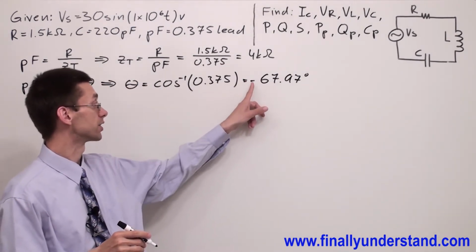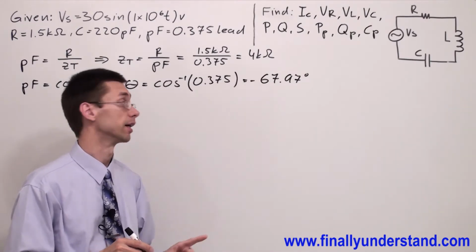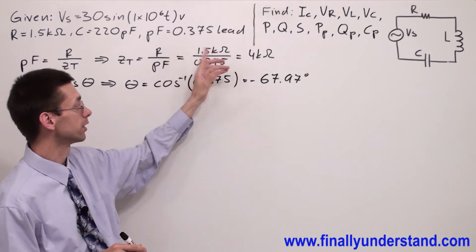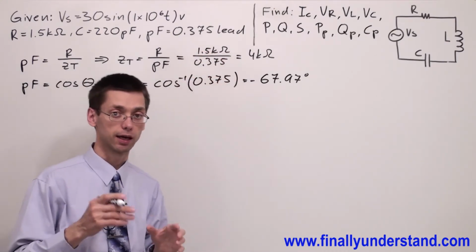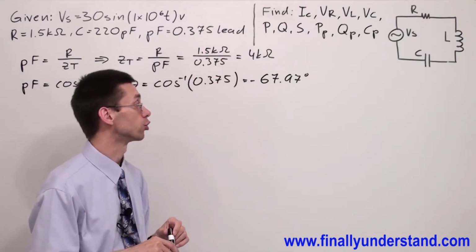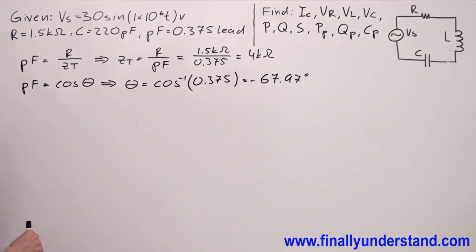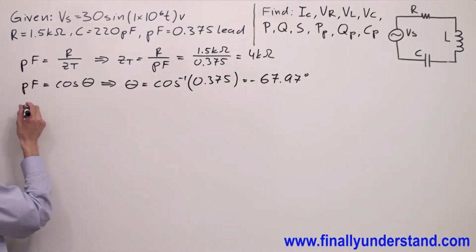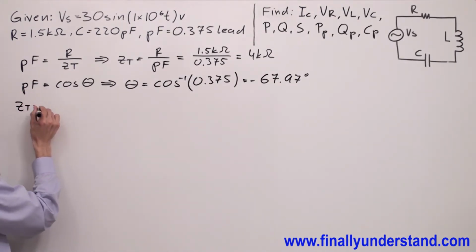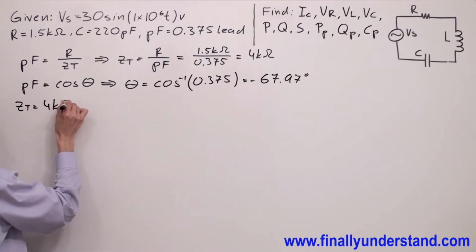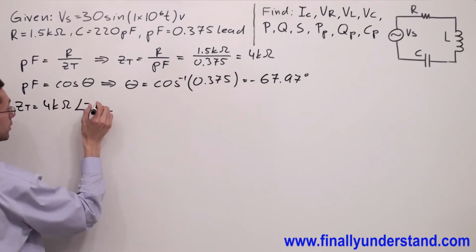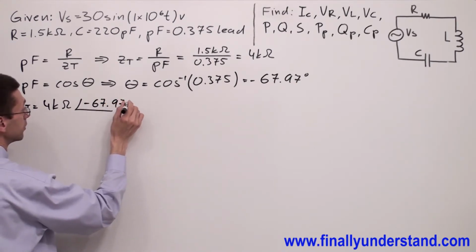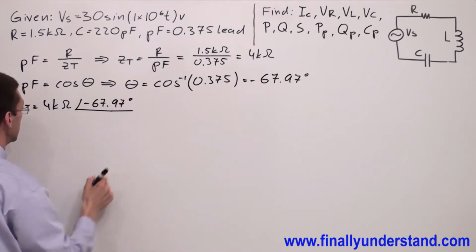Okay, so this is the angle which I'm going to write next to Z total. Again, this negative sign is telling me that I have to write the word lead next to the power factor, and at the same time it means that the current in the circuit is going to lead the voltage source by angle 67.97 degrees. So I have Z total equals 4 kilo ohms and angle of negative 67.97 degrees. This is my Z total.